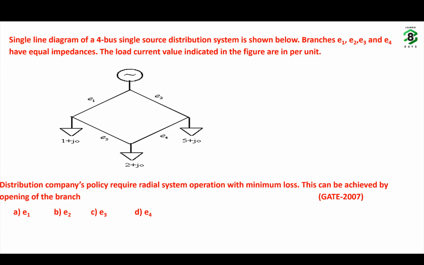So now what is it telling? It is a ring system of distribution that is given in the question. So the company wants to convert this ring system of distribution into a radial system of distribution. So it is asking our suggestion. See, in this ring system, if you remove any branch, it will become a radial system. So we have to remove the branch such that the total losses in the distribution system are minimum. That is the question.